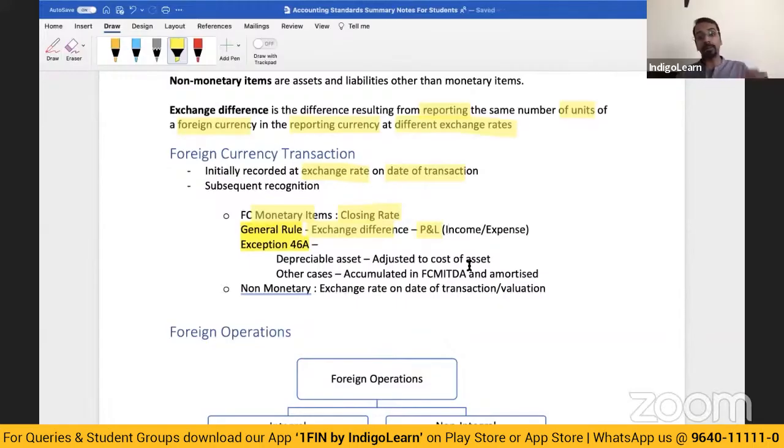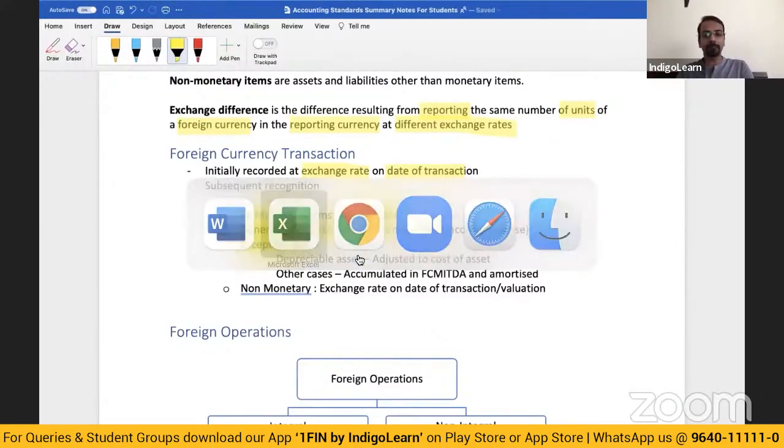Now there is an exception given by para 46A. This is one aspect which is frequently tested in the examination. This was introduced when I was a student of CA final, I think in 2008 or 9, when there was a global crisis going on and exchange rates were fluctuating wildly, and the companies had to take a lot of expense hit because of depreciation of INR. So what the government said is, if there is a monetary item in the balance sheet in relation to a depreciable asset.